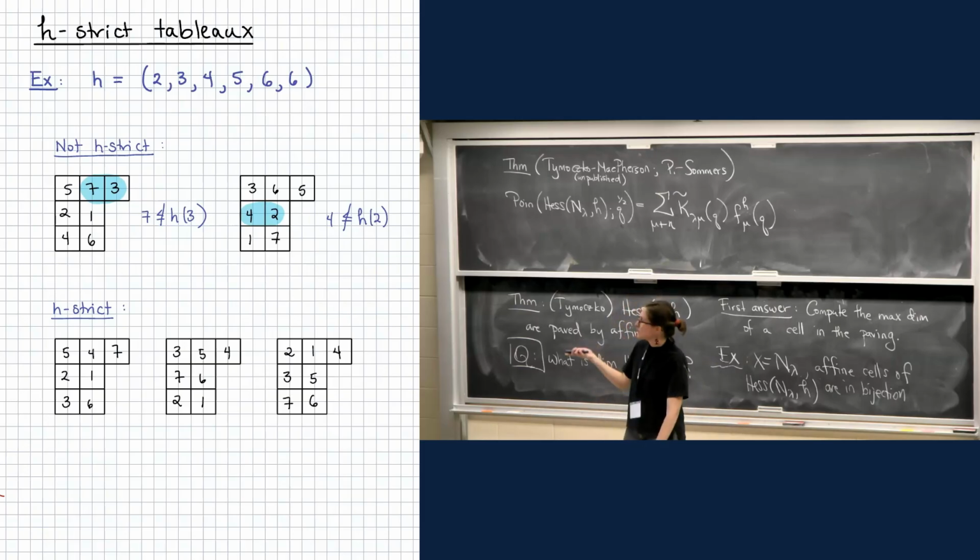So I have this very concrete list of combinatorial objects. And now I can study and ask, okay, out of all the cells indexed by H strict tableau, which is the maximum dimensional cell? Yeah. So what is H of 7?